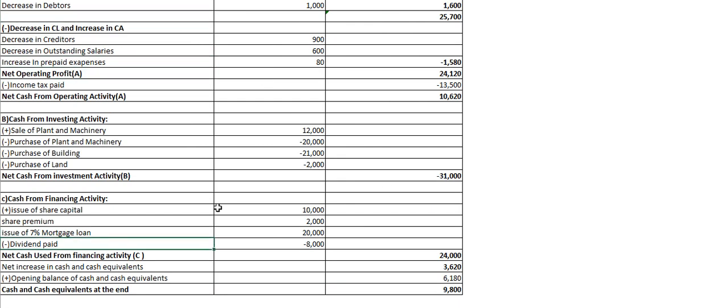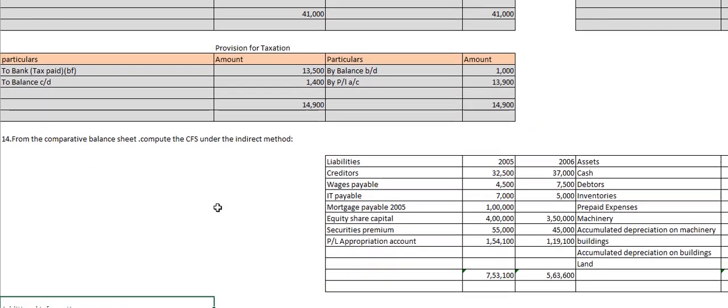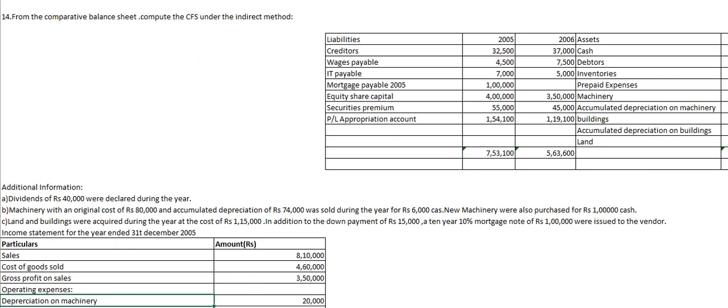So moving on to the next question. From the following balance sheet, compute the cash flow statement under the indirect method. You have your liabilities side and you have your asset side given.